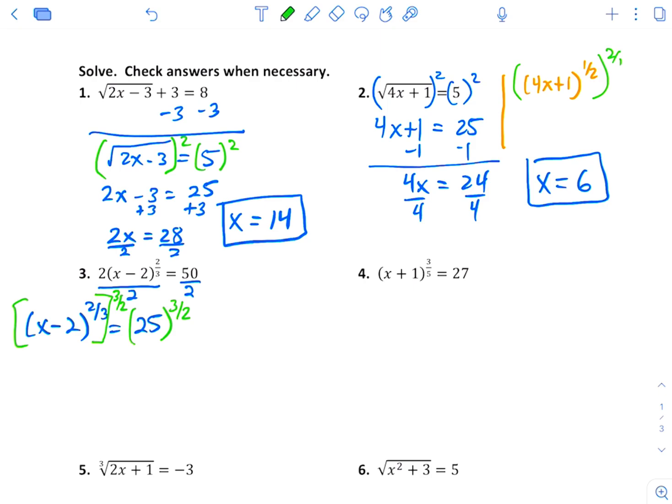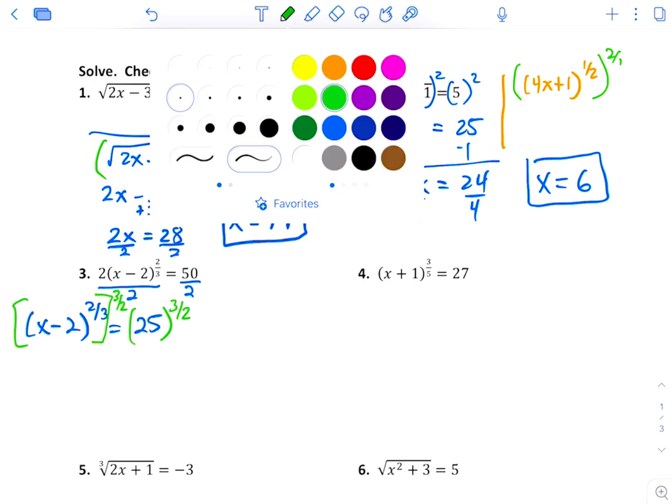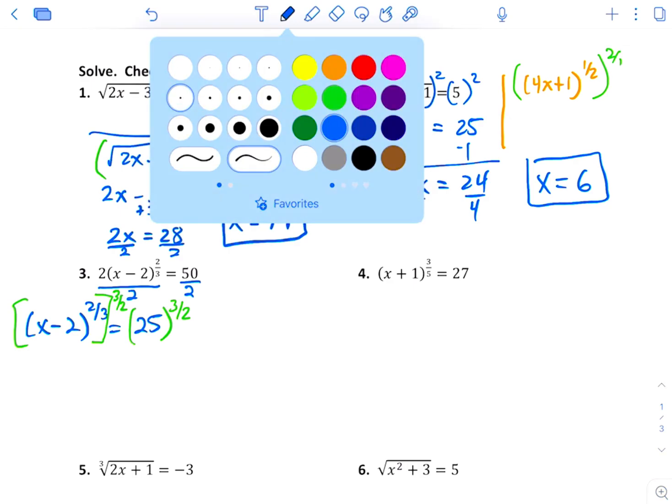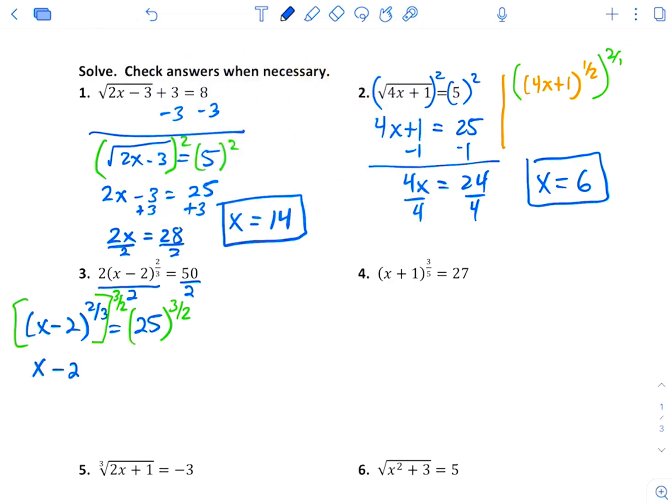So when we do that, we are multiplying these two things together, and when I take 2 times 3 and then 3 times 2, that's 6 over 6, which reduces to 1. So again, those things are canceling each other out, and we are left with that x minus 2. So this will give me x minus 2.